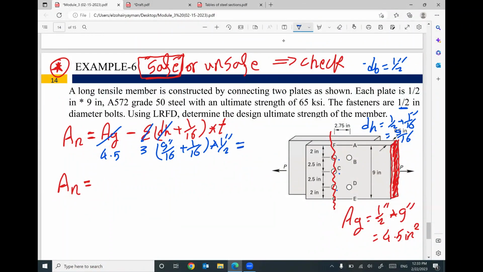So your area net, assuming for this one is parallel, your area net will be 9/16, it will be 10/16. 10/16 times 1/2 times 3. Your area equals 3.56 inch square.